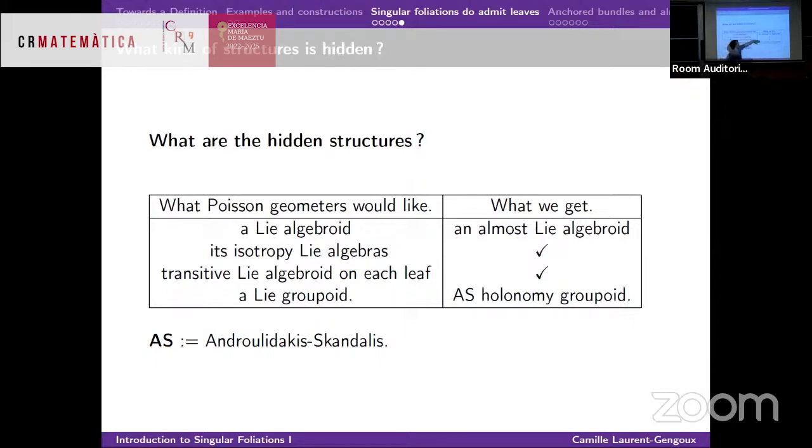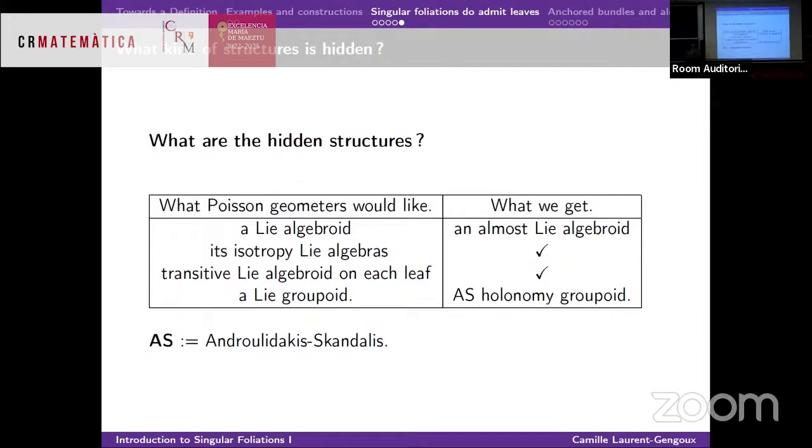But in fact, we don't. We just get an almost Lie algebroid, something, as I will explain. The good point with Lie algebroids is that at each point you have an anchor map, and the kernel of that anchor map is a Lie algebra. So when you have a Lie algebroid, like a Poisson structure, at every point you have a Lie algebra. This still works fine. We see in the Androulidakis-Skandalis construction, at each point of a singular foliation, there is a natural Lie algebra called the isotropy Lie algebra.